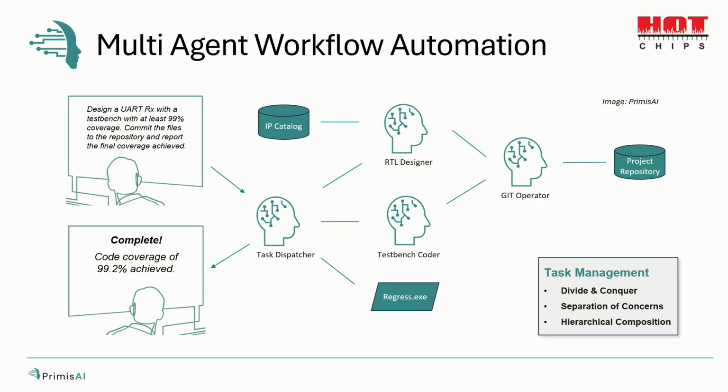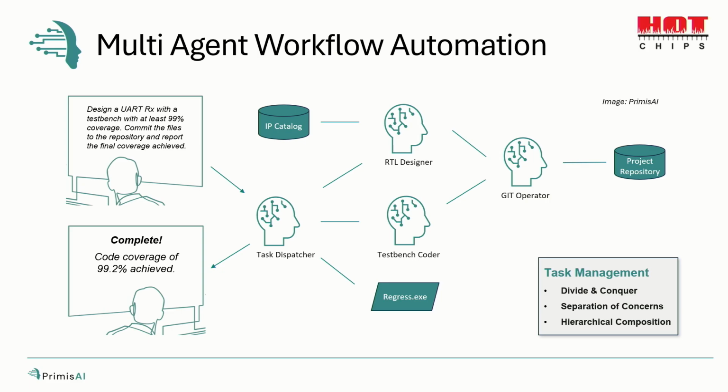The dispatcher interprets the prompt and realizes that the first thing it needs to do is the design. The designer has a RAG with an IP catalog such that it can leverage the IP catalog. And when it's done, it'll tell the Git operator to check the design into the repository. The designer tells the dispatcher that it's done. The dispatcher tells the test bench coder to create the test bench, check it in, it's done.